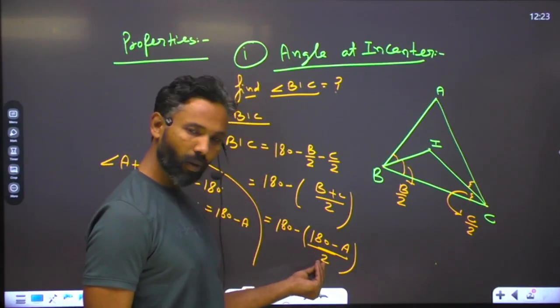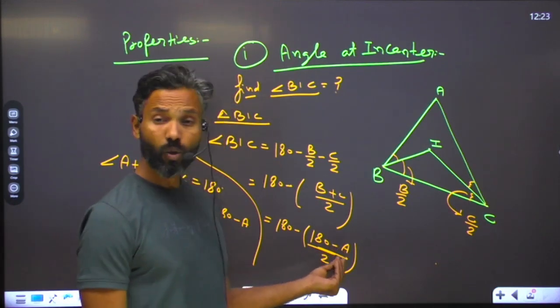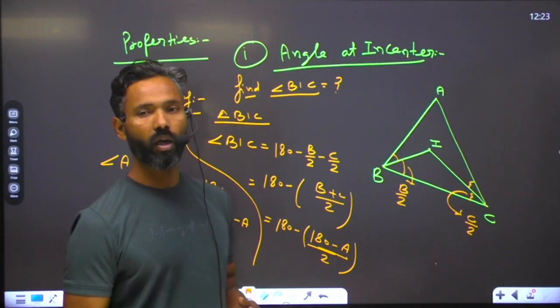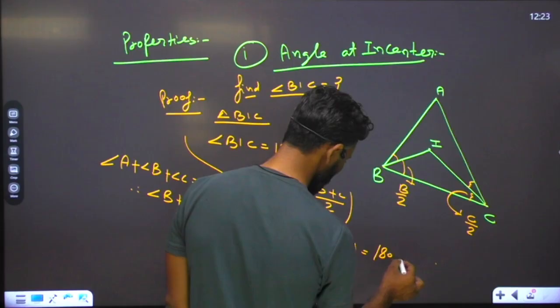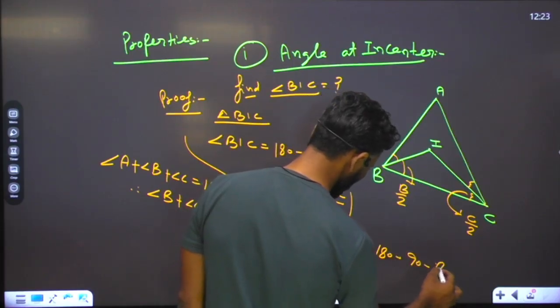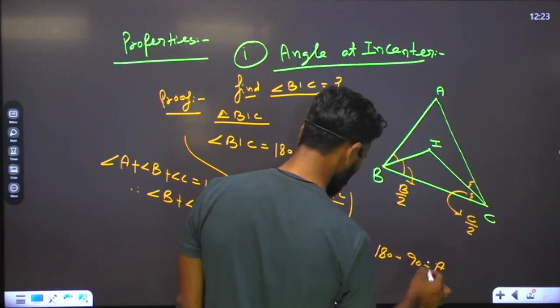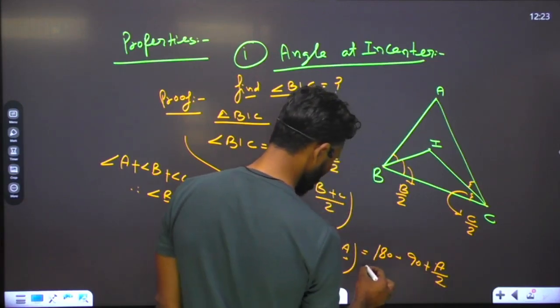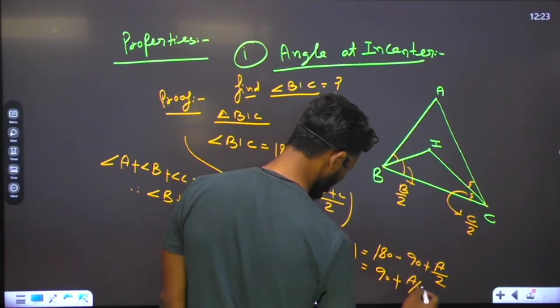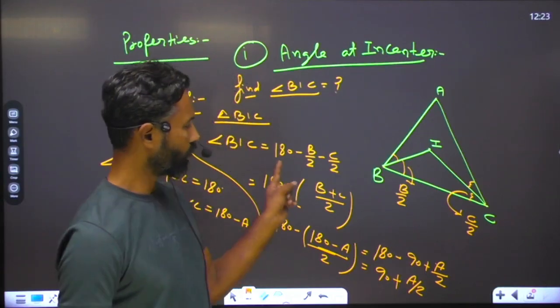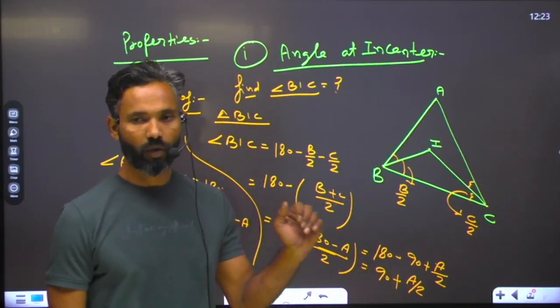Now I am dividing each term by 2. 180 divided by 2 gives 90, and A divided by 2 gives A upon 2. So it becomes 180 minus 90 plus A by 2, which is 90 plus A by 2. So this is the direct formula for the calculation of the angle at the incenter.